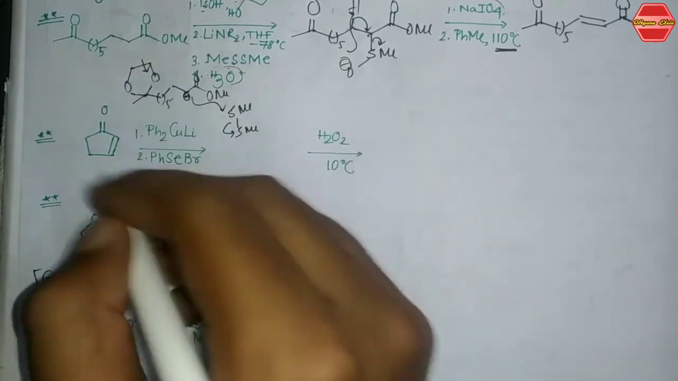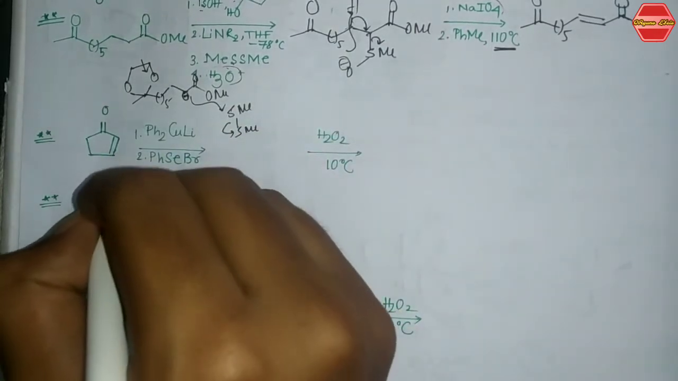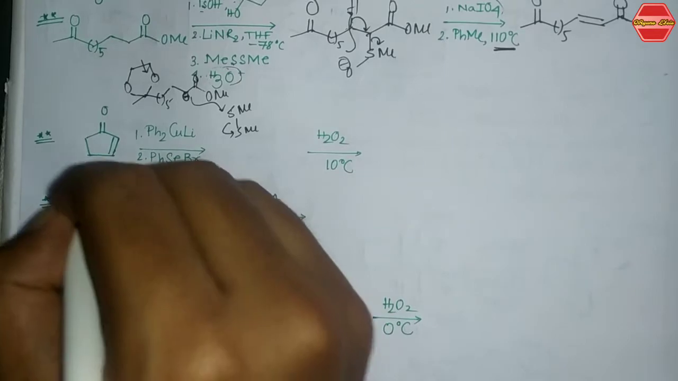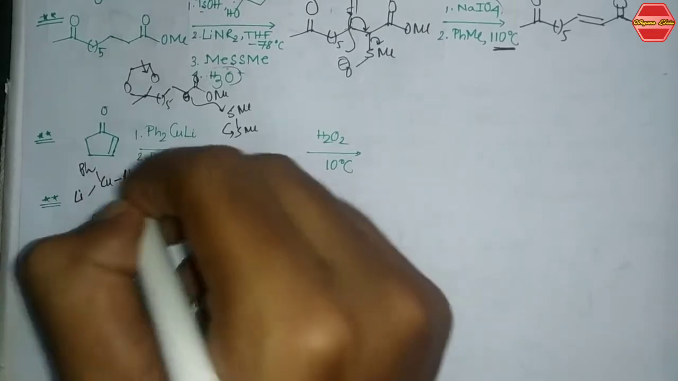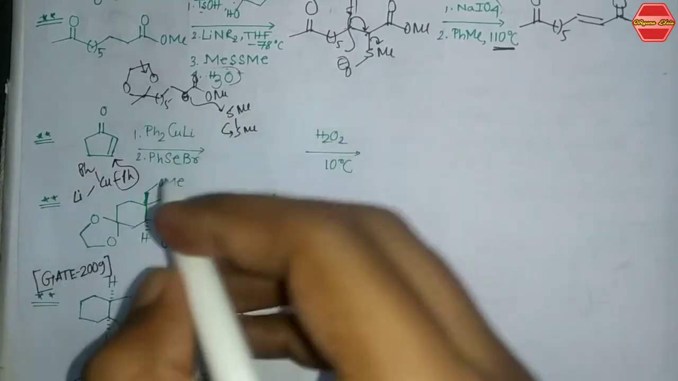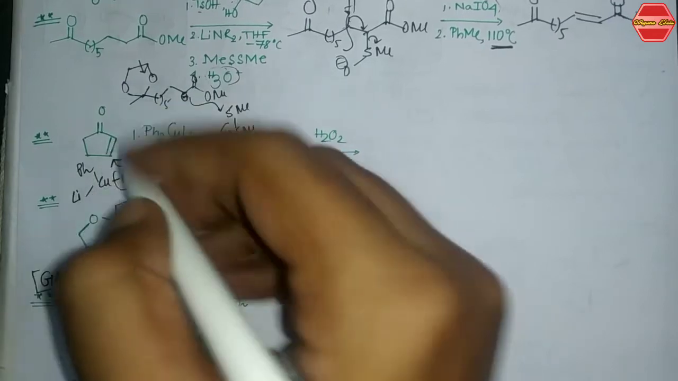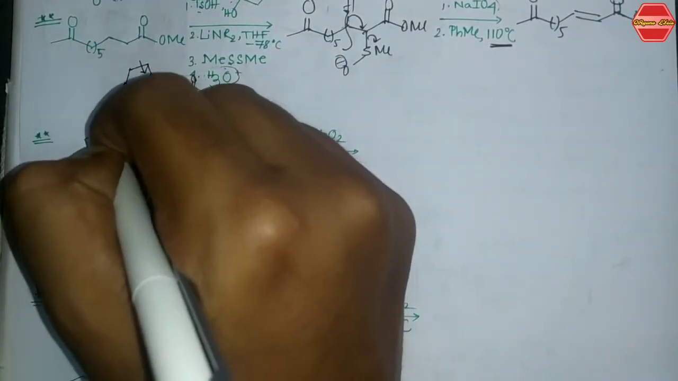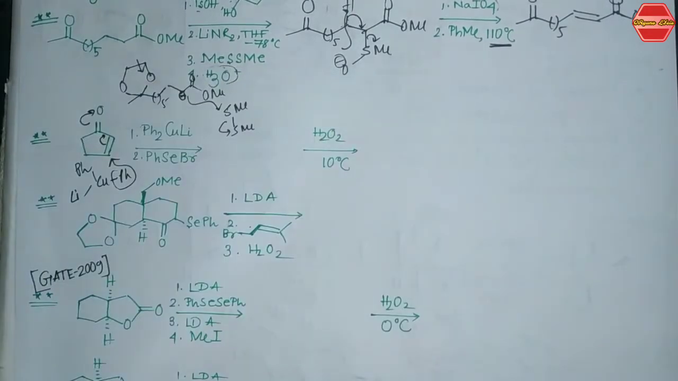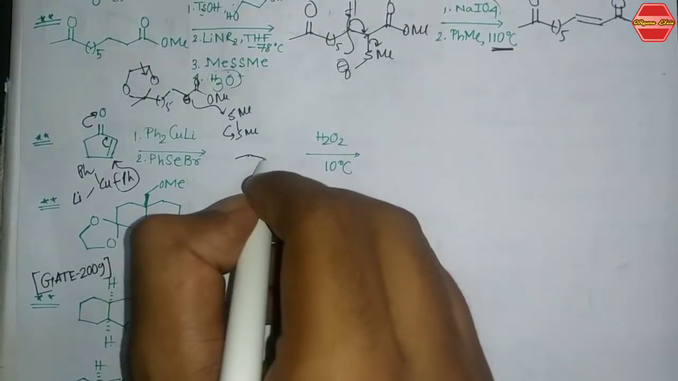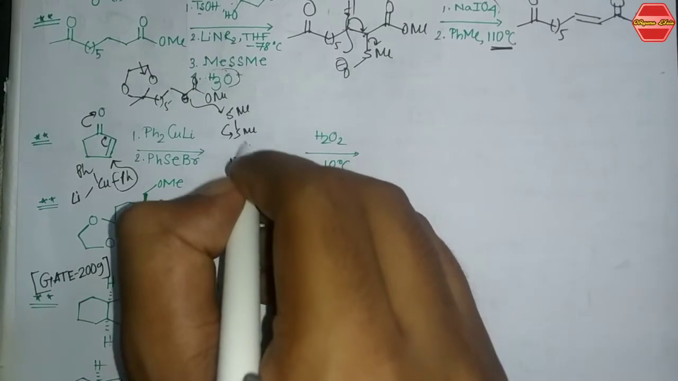Now you know what the mechanism for this reaction will be: the Cu(PhSe)Li will attack over here. You know that in the presence of copper, the 1,4 addition should take place, so you are getting this product, and you are getting that one.